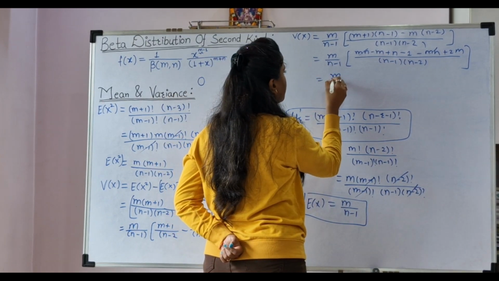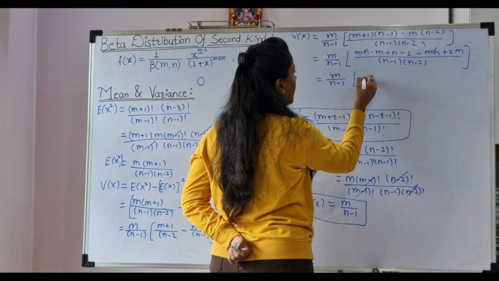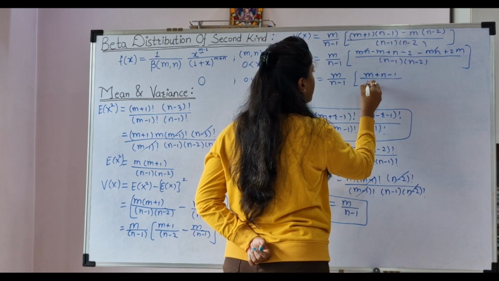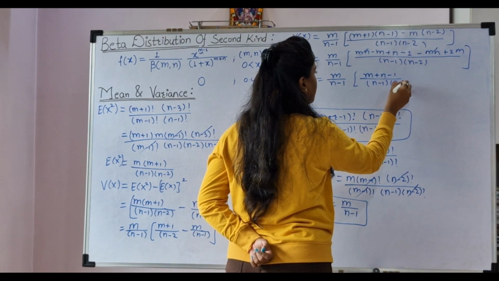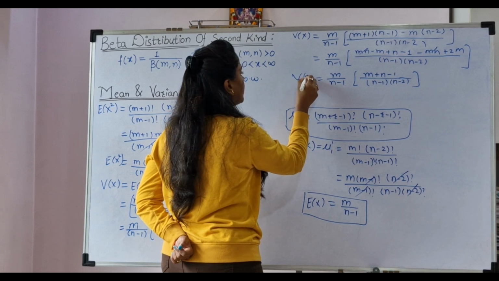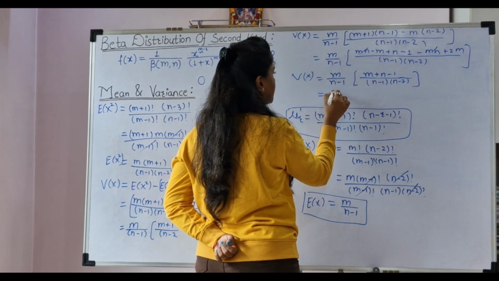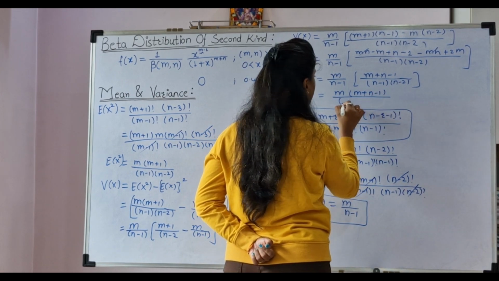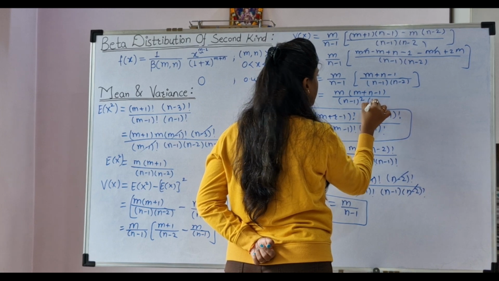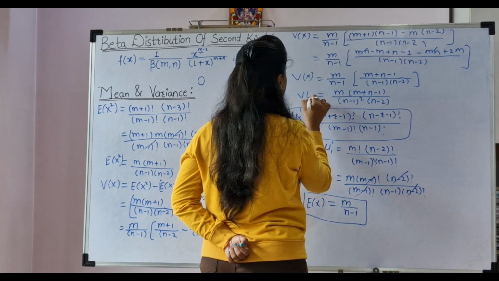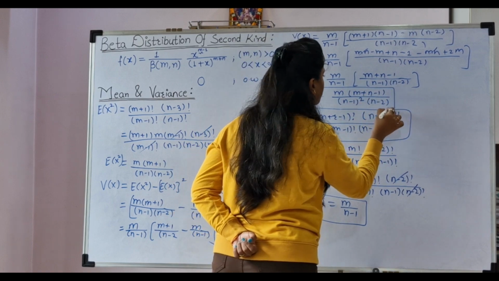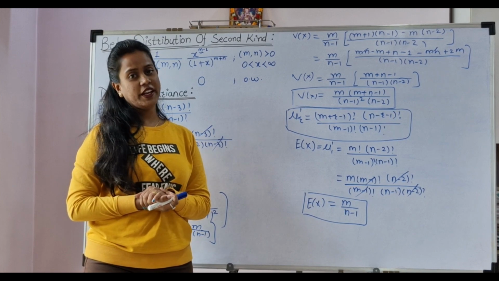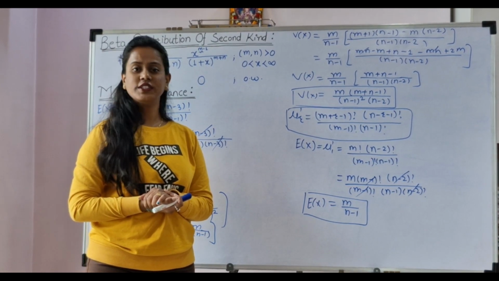So we will get m upon n minus 1, and here it is m plus n minus 1 divided by n minus 1, n minus 2. This is our variance of x. We can write down one step more, m into m plus n minus 1 upon n minus 1 square into n minus 2, and this is also given like that in some books, right? This is the mean and variance of beta distribution of second kind.